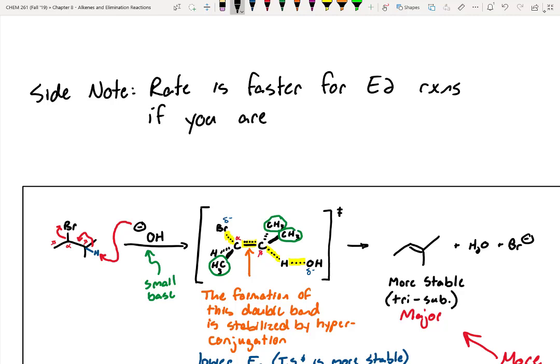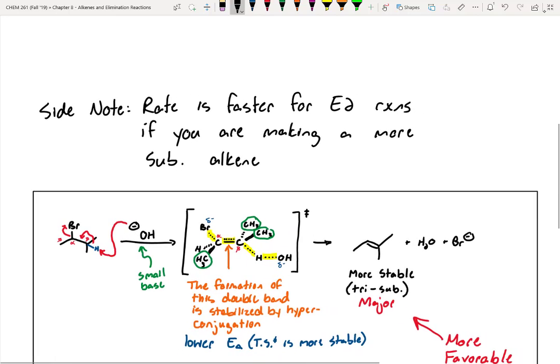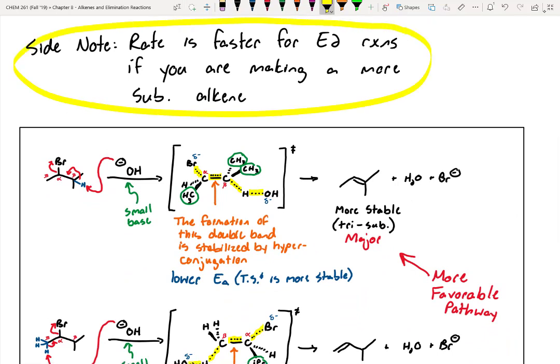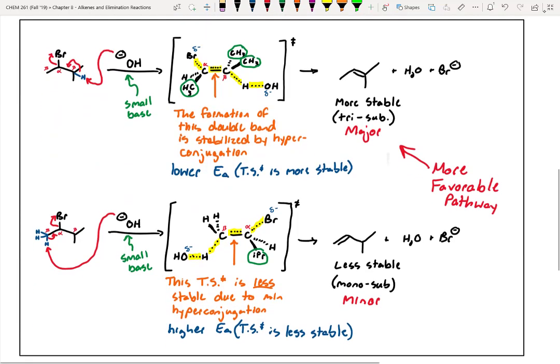If you are making a more substituted alkene... You don't have to copy this all down. In general, as long as you remember this side note that the rate's faster with more substituted alkene, you'll be okay. But let's take a look at why this is the case.